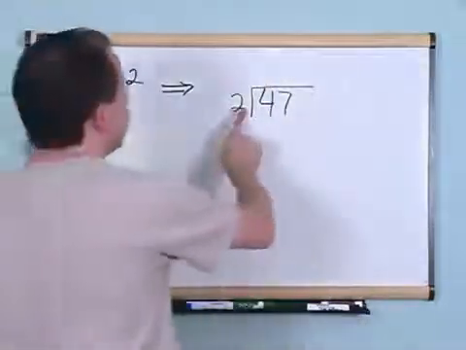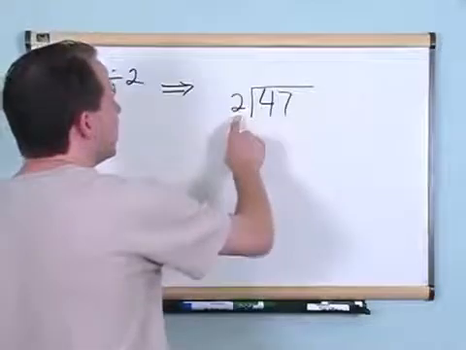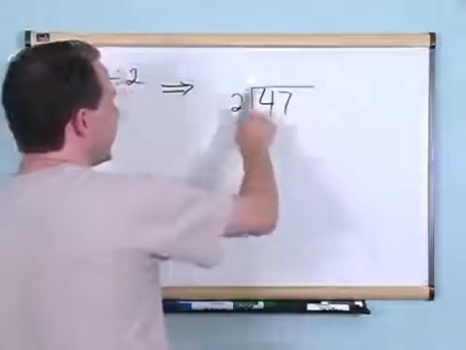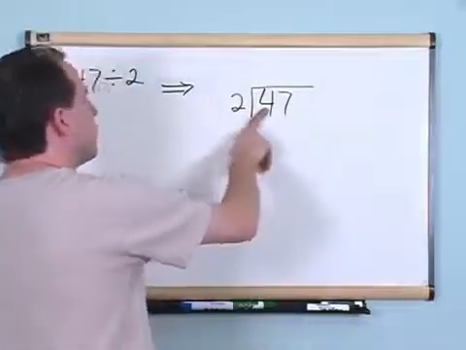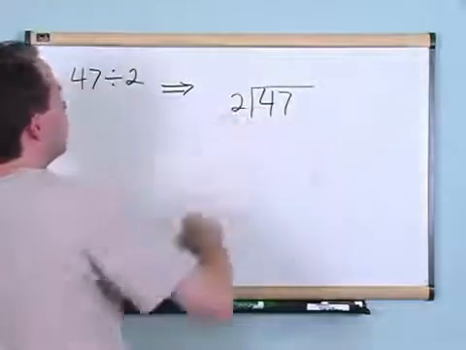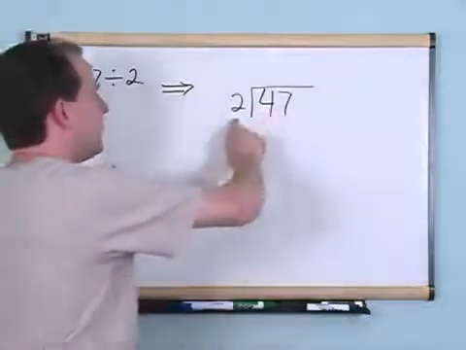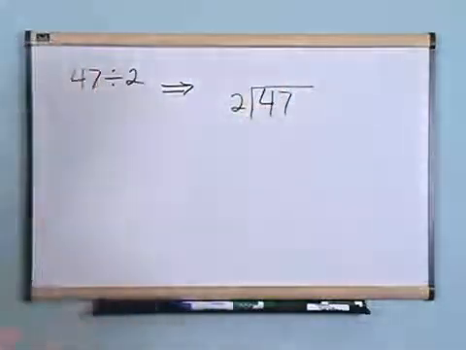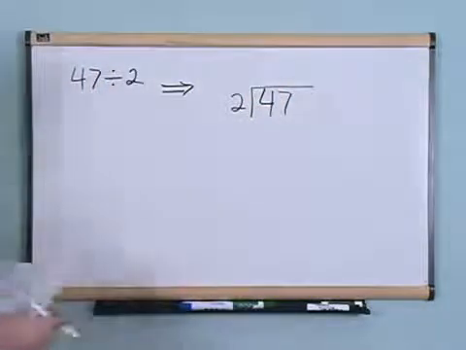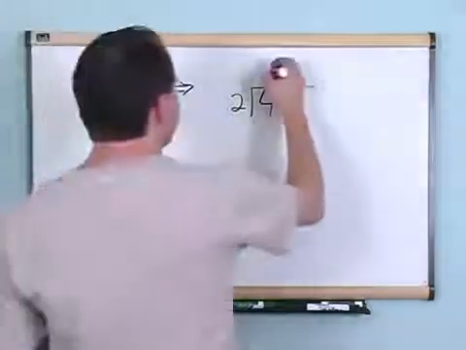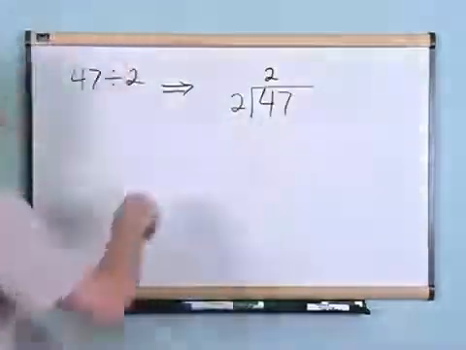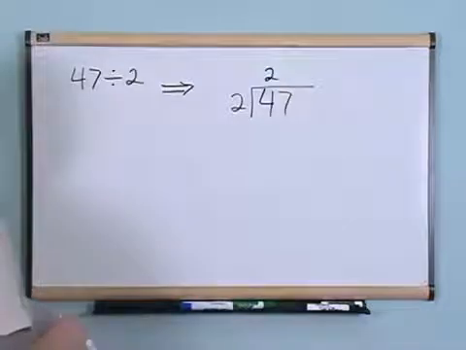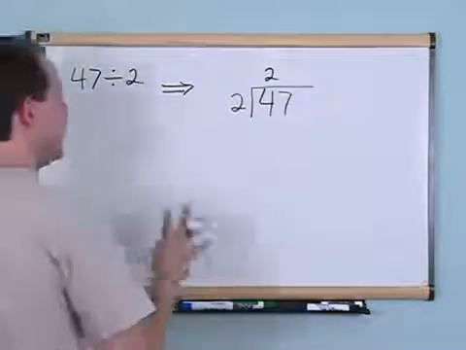The first thing you do is you take your 2 and forget about the fact that it's 47 under here. Just look at the first number. Can 2 go into 4? Just without even looking at the 7, can 2 go into 4? In other words, 2 times what would give you 4? I think you all know the answer to that is 2. 2 can go into 4 2 times. So let's go ahead and see where that takes us.